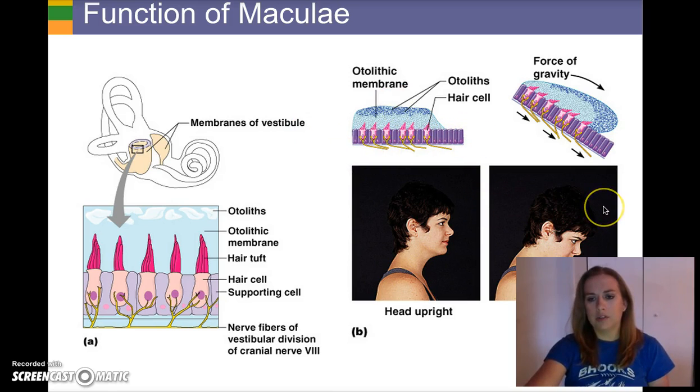Now, when you tilt the head down or back or to the side, the force of gravity is going to pull the otoliths, and then that's going to pull the otolithic membrane, and then that's going to bend the hair cells. When those hair cells bend, signals are sent via the nerve fibers. This time it's going to be the vestibular nerve.